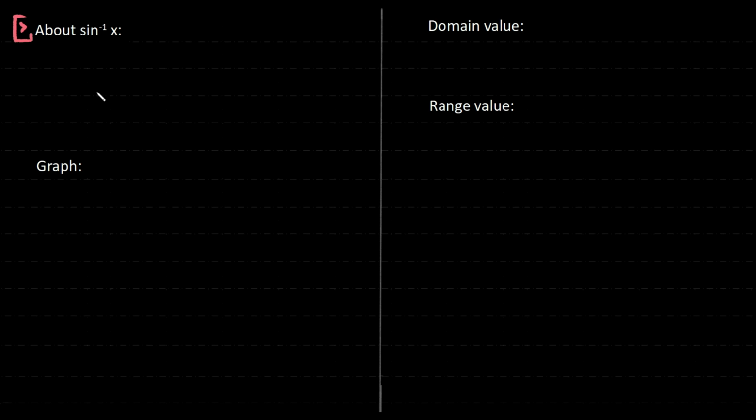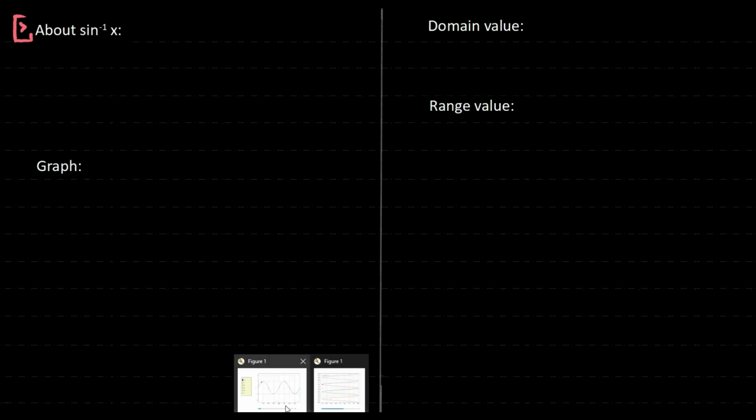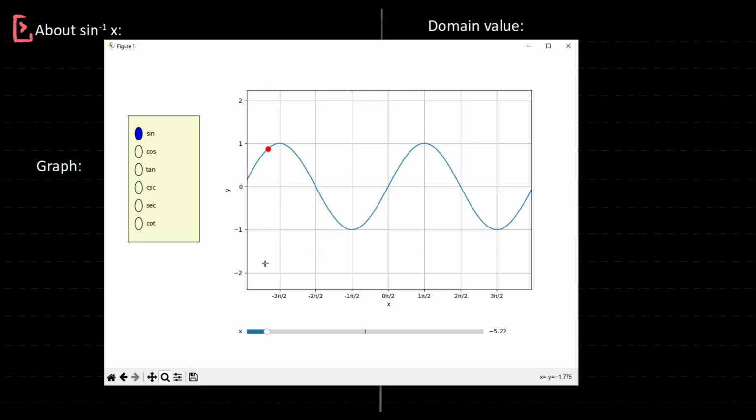There are a lot of things that we're going to discuss in this video which will not be repeated in other videos. So it's important for you guys to understand everything in this video. So we are looking at sine inverse of x. Let's start off with looking at sine of x itself.